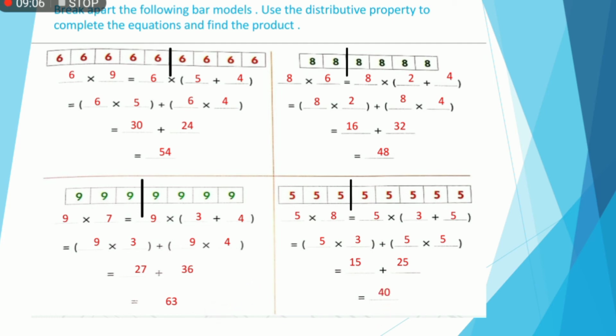0 and carry up 1. This 2 will be 3. 3 plus 1 equals 4. The answer will be 40. Excellent, right? The final one: yes, 5 times 8 equals 40.